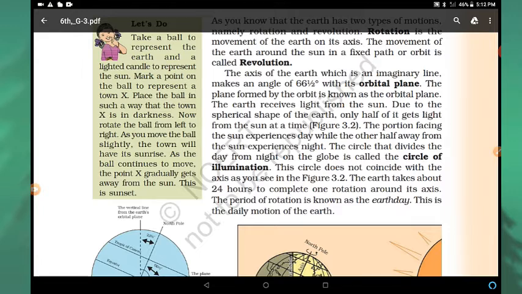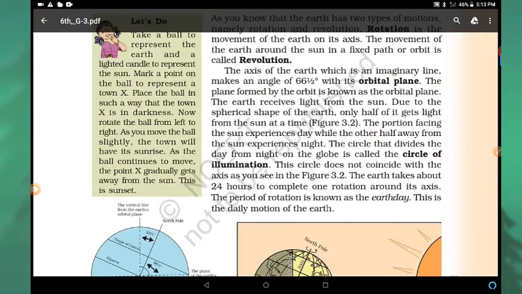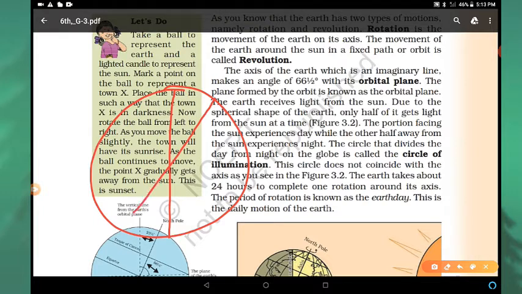The circle that divides the day from night on the globe is called the circle of illumination. This is the vertical circle. It is different from the axis. Axis, this is the axis, right? But in this way, this is the circle of illumination, and this circle doesn't coincide with the axis.